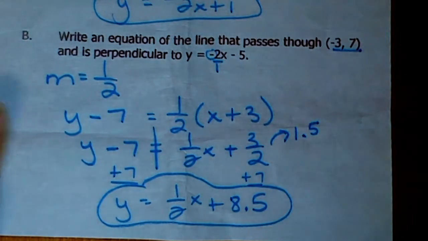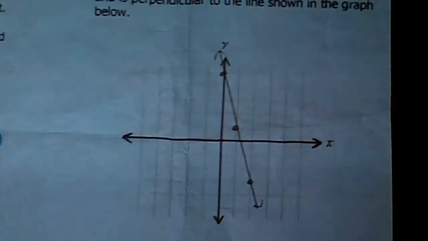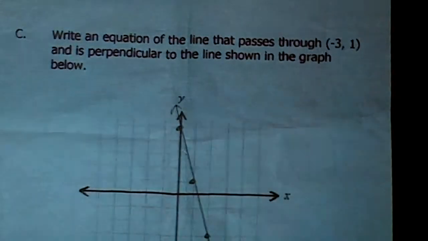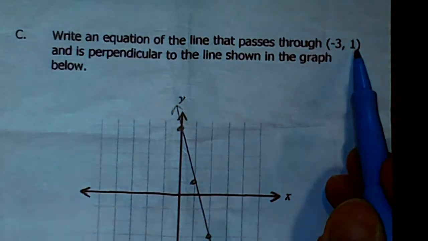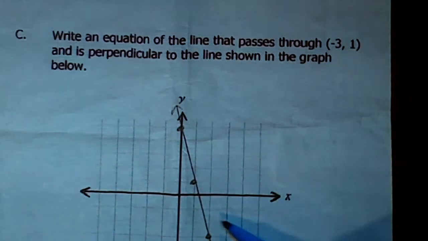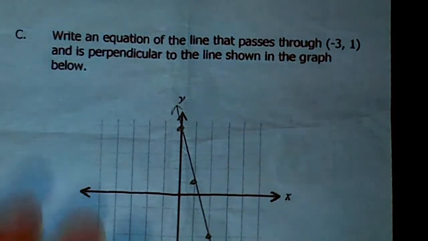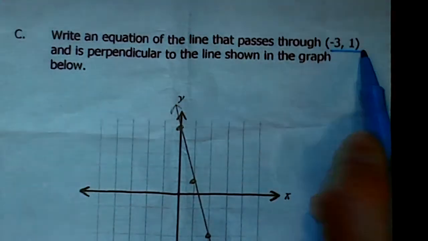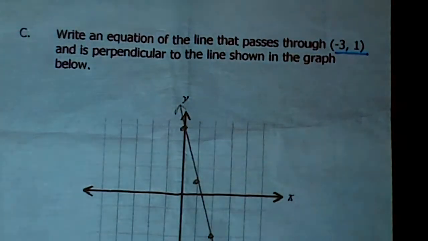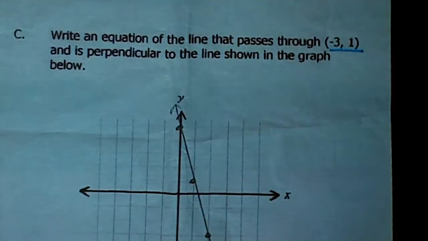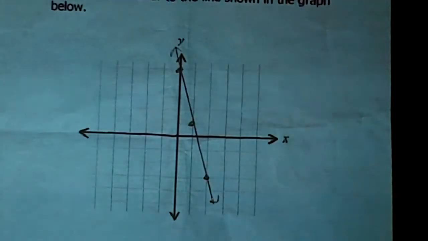Right, one last problem here, because sometimes I'm not going to give you in words, I'll actually give you a graph. This says, write an equation of the line that passes through -3, 1 and is perpendicular to the line shown on the graph below. So I give you a graph, I give you a point, I didn't give you the slope though. And in all these, haven't we been using the slope and one point? We have. Do you know how to find the slope of a graph? You better say yes. You do.